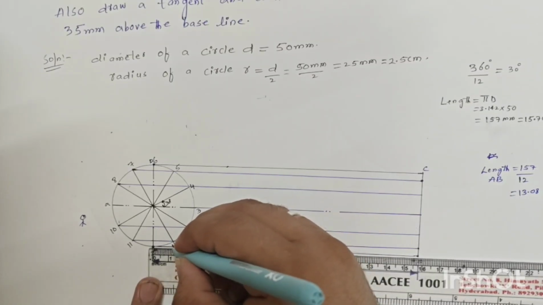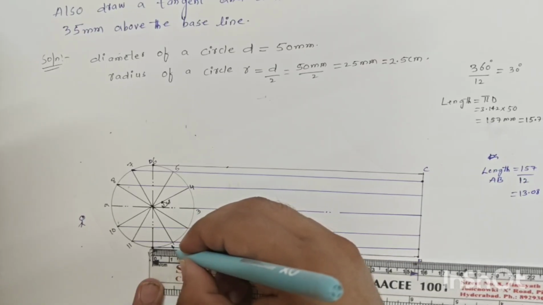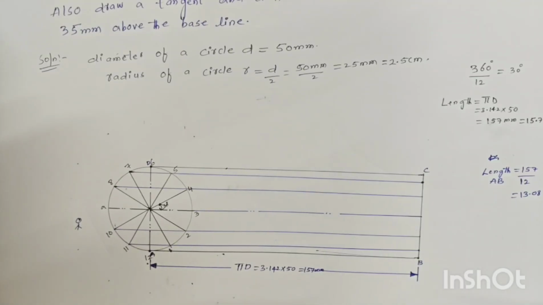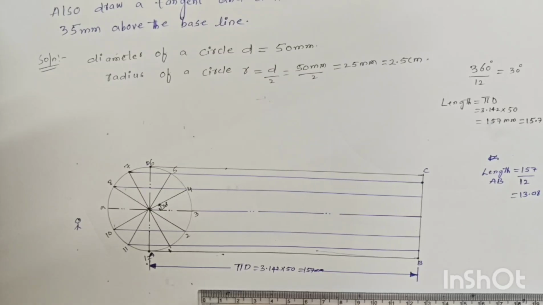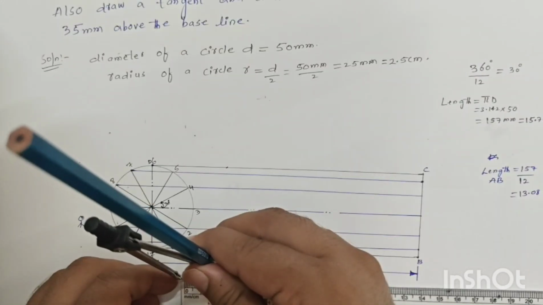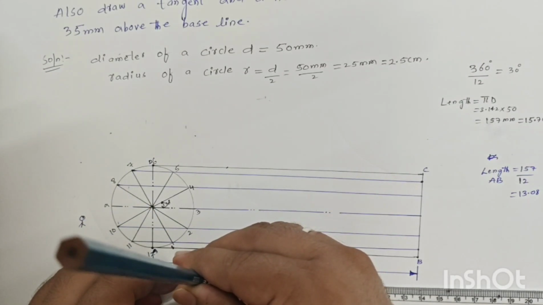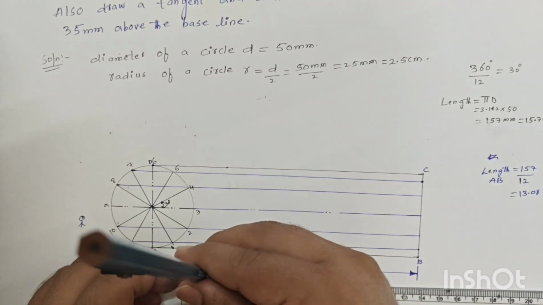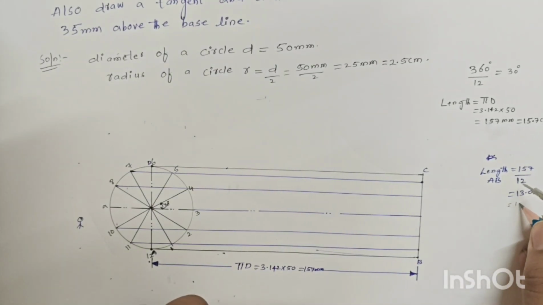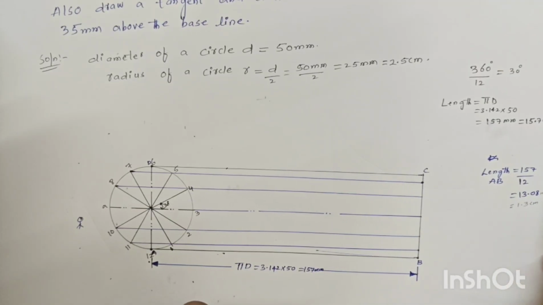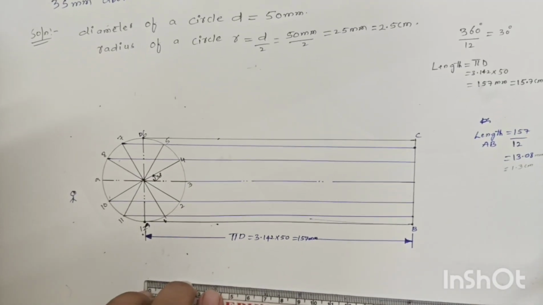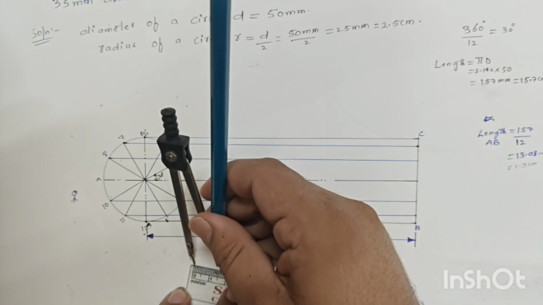This is 10, 11, 12, 13, 13.08. Again, same thing we have to continue. Otherwise, you do one thing with the help of a compass. First of all, measure the 13.08. Same thing you can mark. Okay. 13.08 millimeter is nothing but 1.3 centimeter. Let's see, so I am measuring length 1.3.